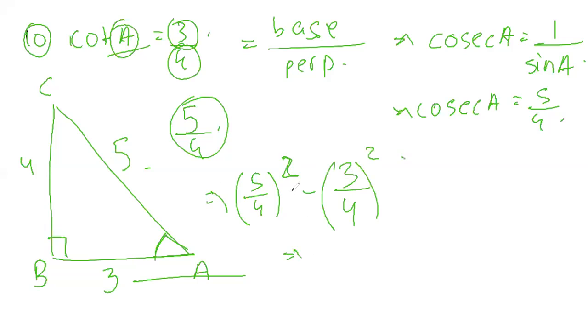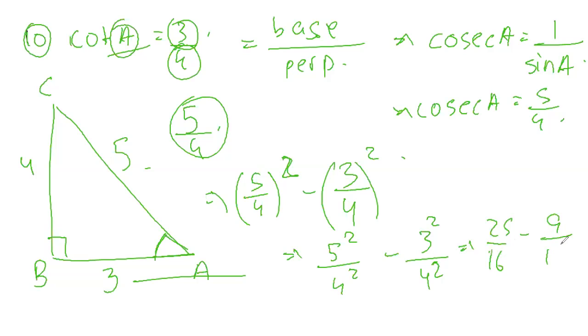So 5 upon 4 whole square means 5 square upon 4 square minus 3 square upon 4 square. So 5 square is 25, minus 3 square is 9, upon 4 square, which is 16. 25 minus 9 is 16. So 16 upon 16 is equal to 1. So 1 is our final answer.